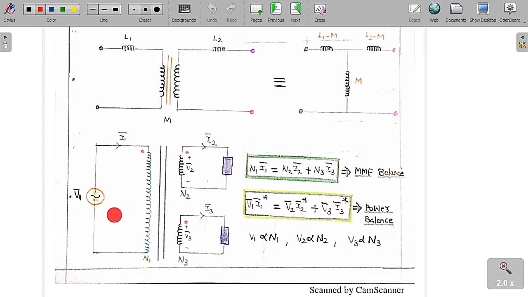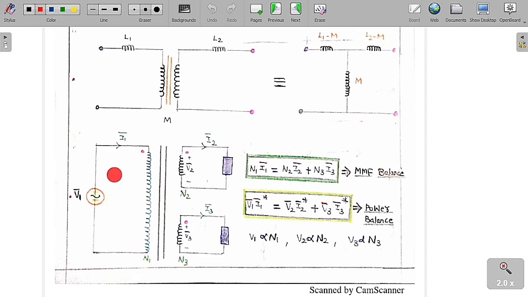Now I am going to supply a voltage of V1. If the dot is positive, here also positive, here also positive. If the supply voltage is V1, the induced voltages here are V2 and V3. If the dot is positive, the remaining terminal is negative. Let me assume this coil has N1 turns, this coil has N2 turns, and this coil has N3 turns.